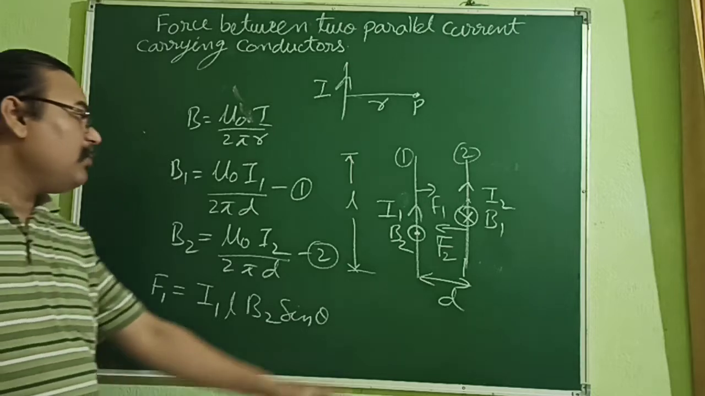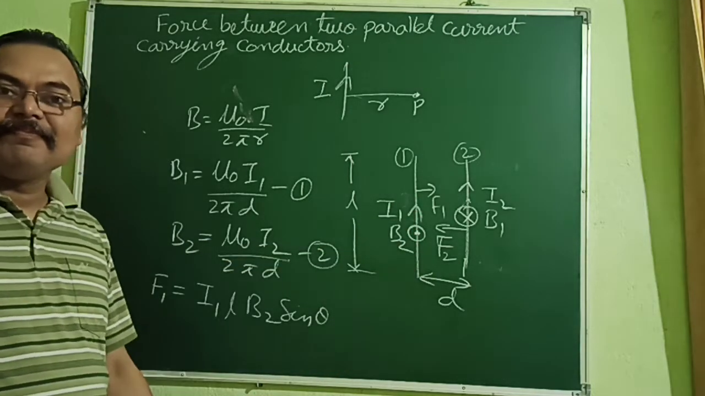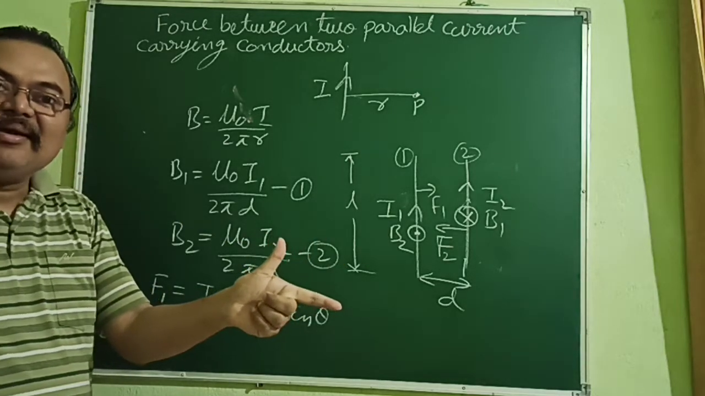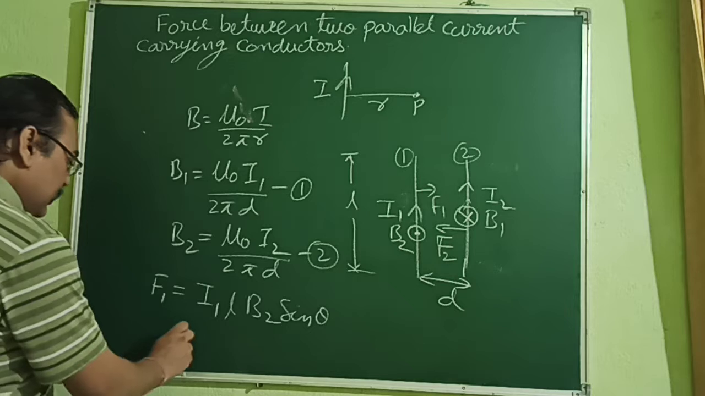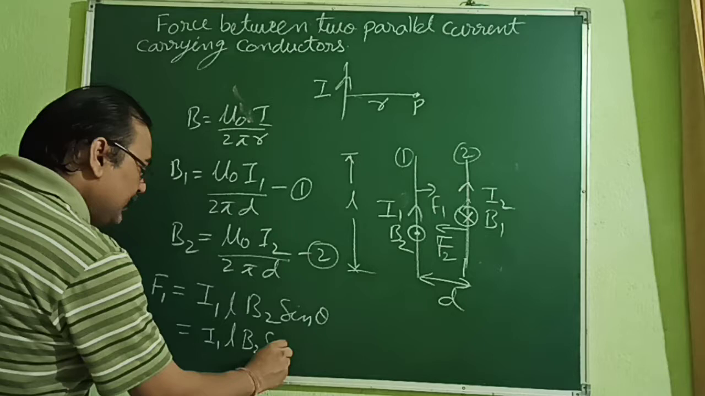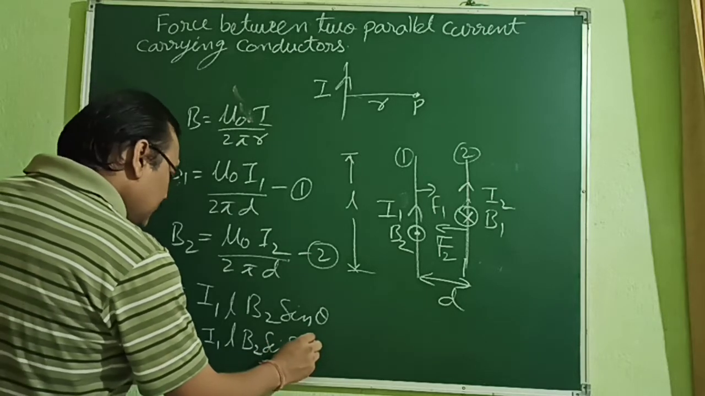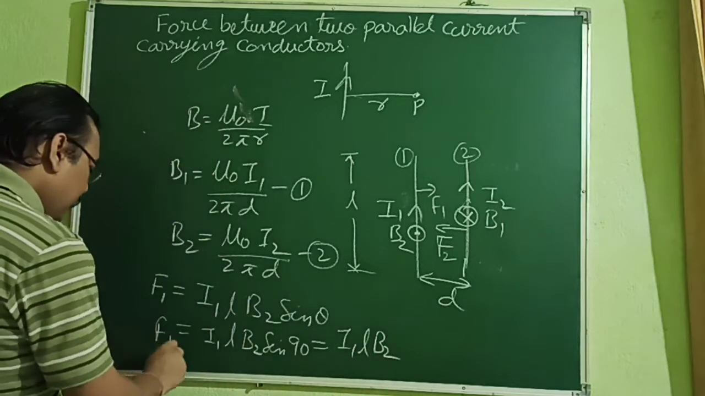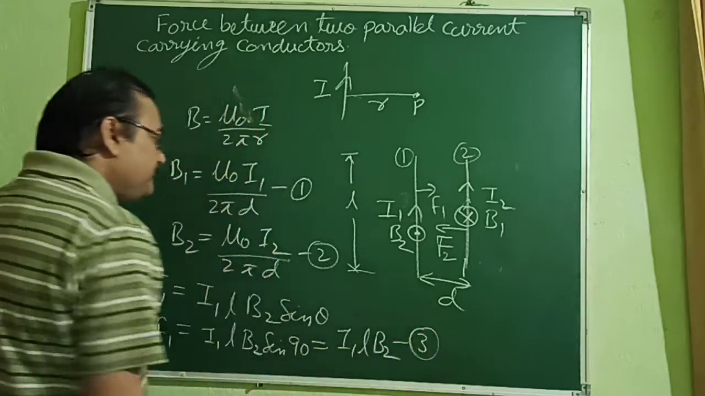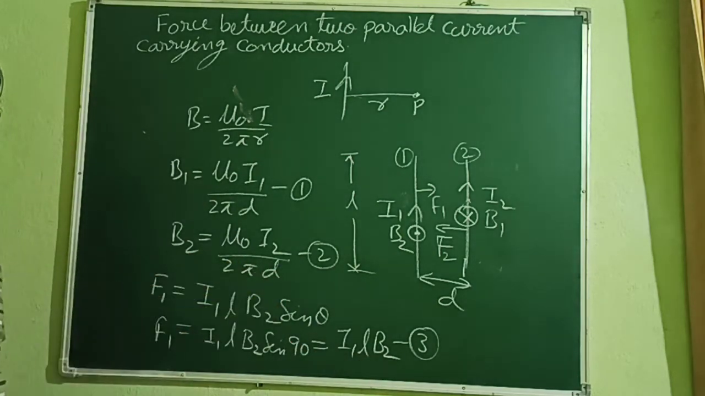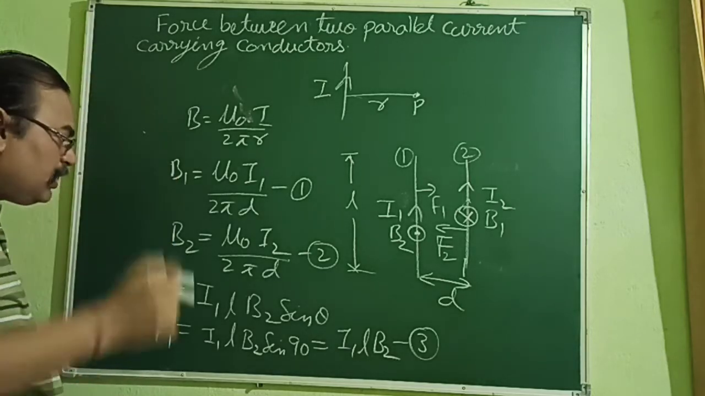Now, you tell me what is the angle between the magnetic field and the direction of current over here. Magnetic field is towards you, direction of current is upward. So you can see it is 90 degrees. So what can we write here? I1 L B2 sin 90, and sin 90 is how much? It is 1. So we get I1 L B2. This is F1, and let us mark this equation number 3. Now we need the value of B2, and that we will get from equation 2. So now let us put this value from equation 2 in equation 3.